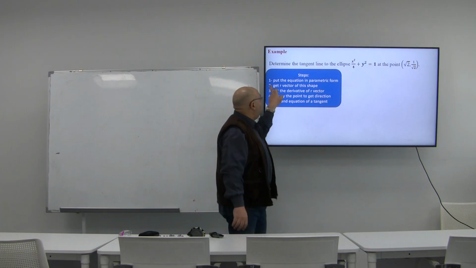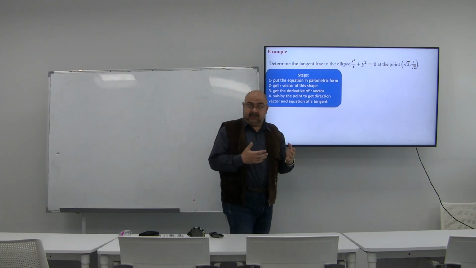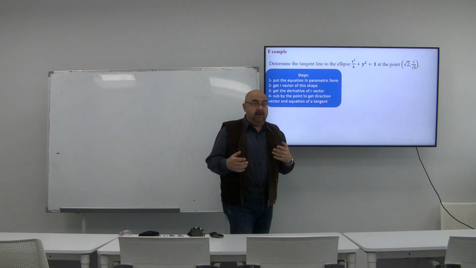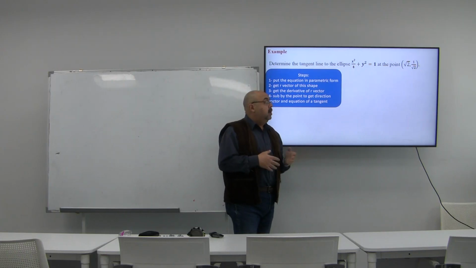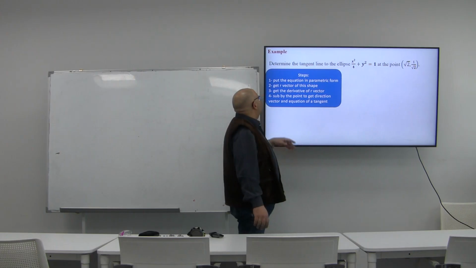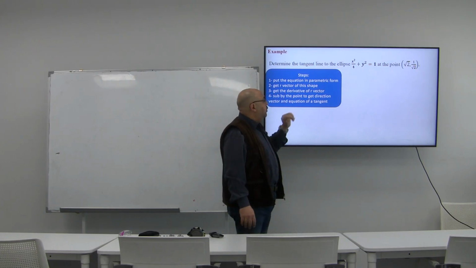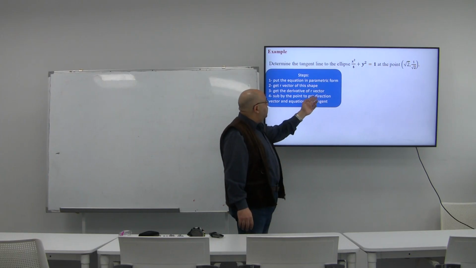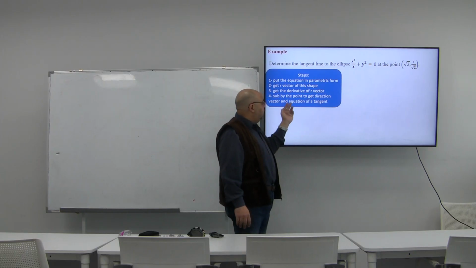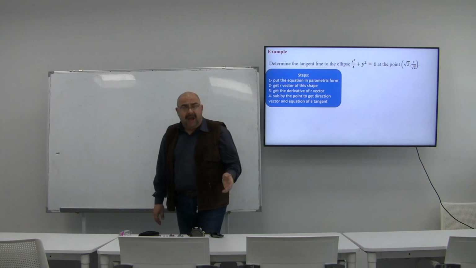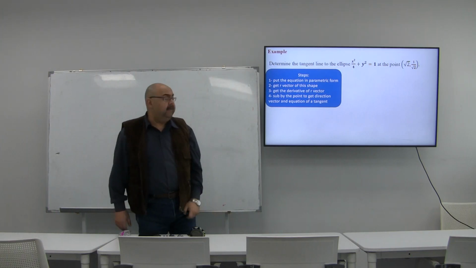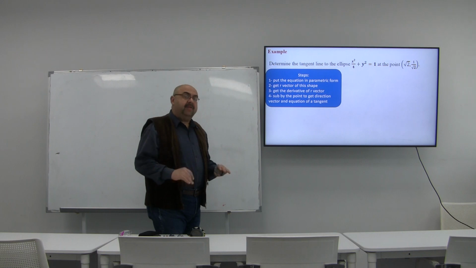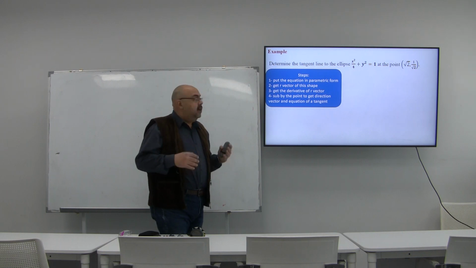Number two, get the r vector of this shape, with the components of x and y. If we are in 3D, as we will show also, we will get x, y, and z. Number three, get the derivative of the r vector, as I told you exactly. Substitute the point to get the direction vector, and then write the equation of the line. So everything will start with the parametrization of this conic.